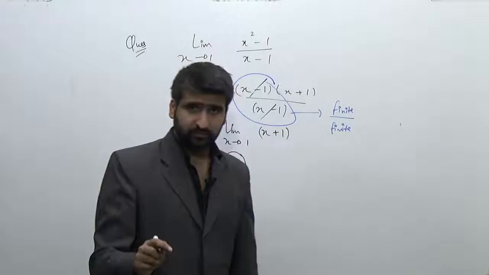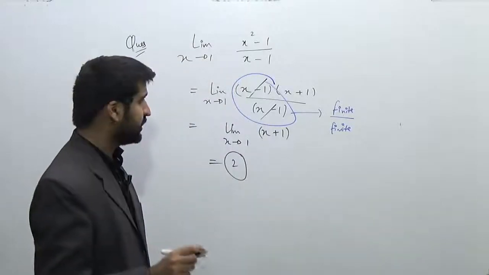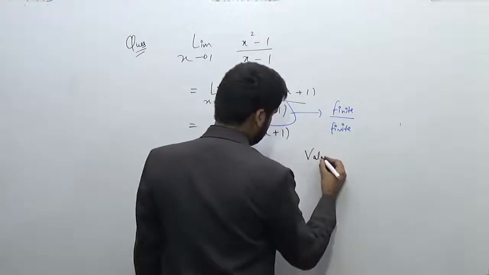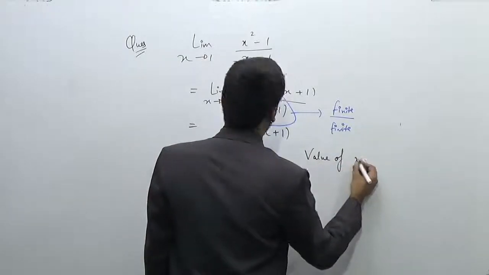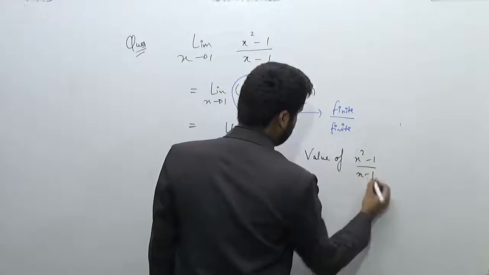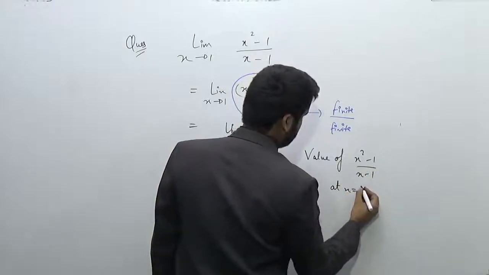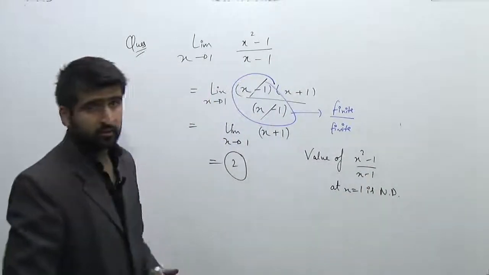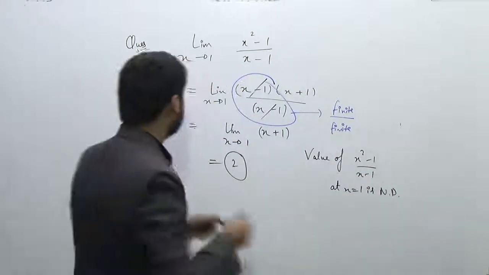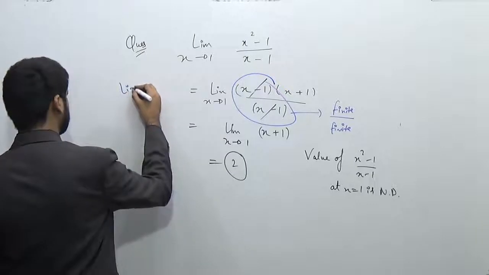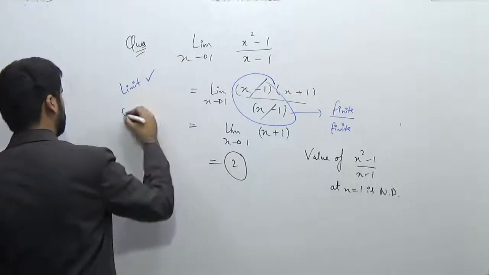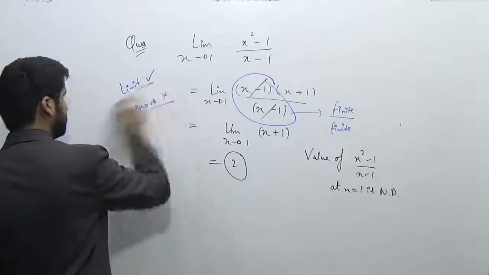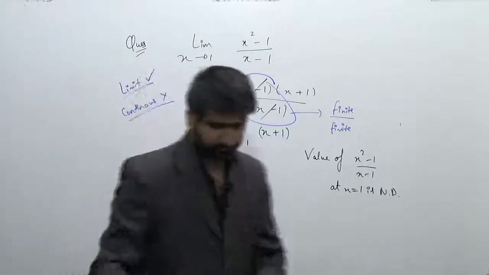But can we say that this function is continuous? No, we cannot say that, because the value of this function, the value of x square minus 1 upon x minus 1 at x is equal to 1, is not defined, right? So we say that the limit no doubt exists, but is the function really continuous? The function is not continuous. Okay.